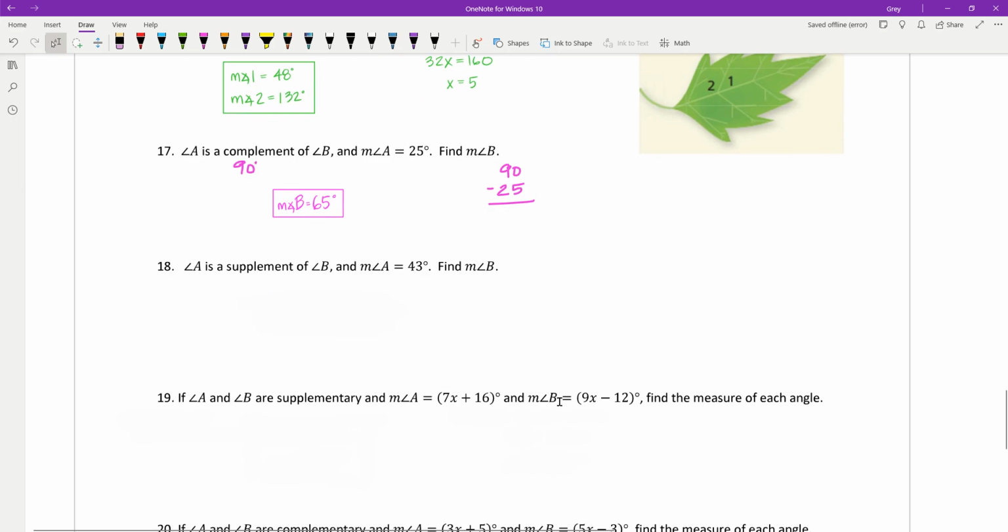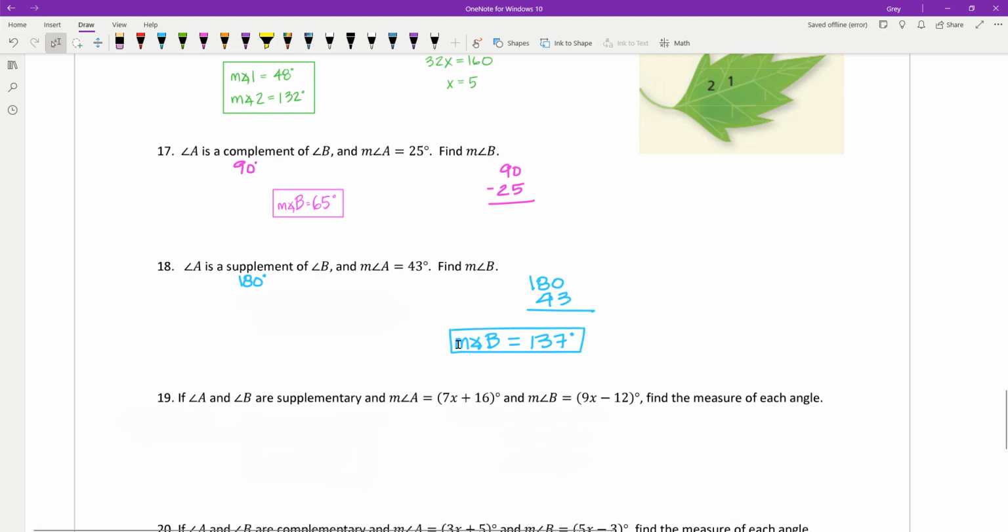Okay? Angle A is a supplement of angle B. Well, if A is a supplement, I need to think 180. So I'm thinking 180 degrees. The measure, I'm going to do 180 minus 43. And that, of course, gives me not the answer that I have. So 1 second, please. It's all good. So 180 minus 43 means that the measure of angle B is equal to 137 degrees.